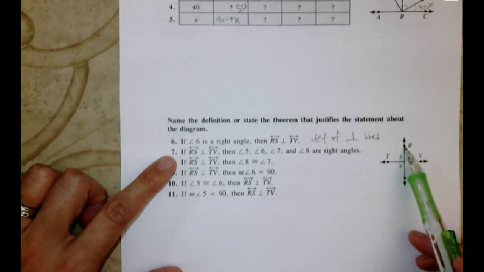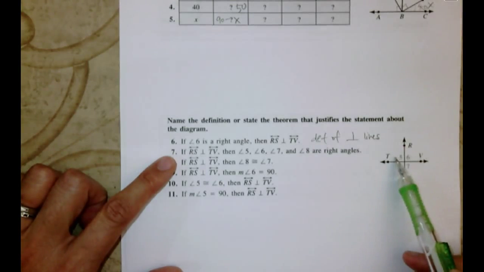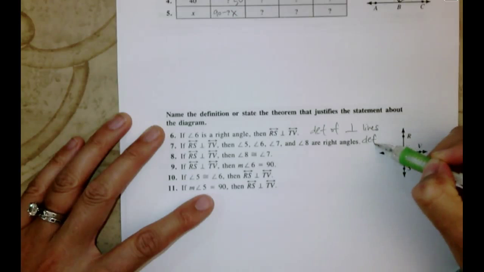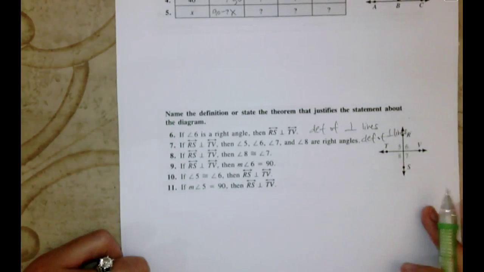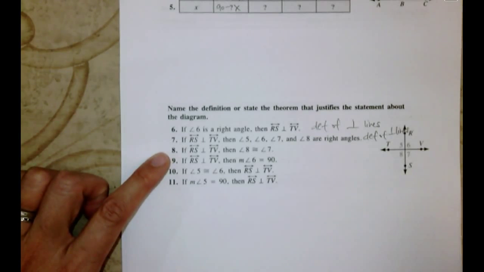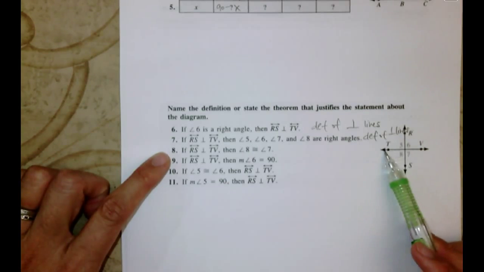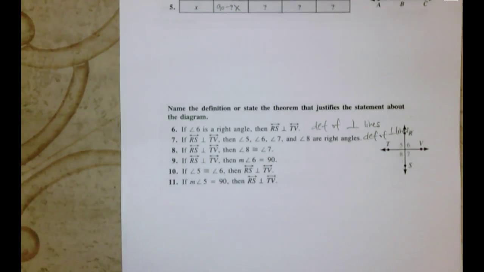And if RS is perpendicular to TV, then 5, 6, 7, 8 are all right angles. Again, that's the same definition of perpendicular lines. Okay, all right, so I'm going to pause a little bit so you can think about it first. If RS is perpendicular to TB, then 8 and 7 are congruent.